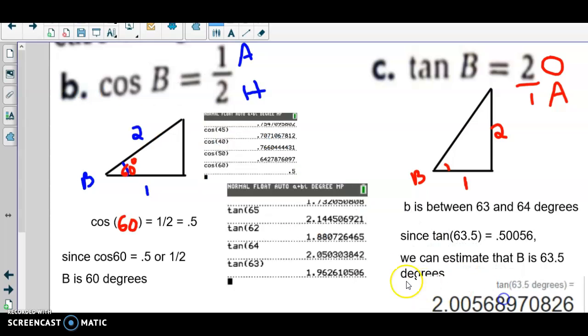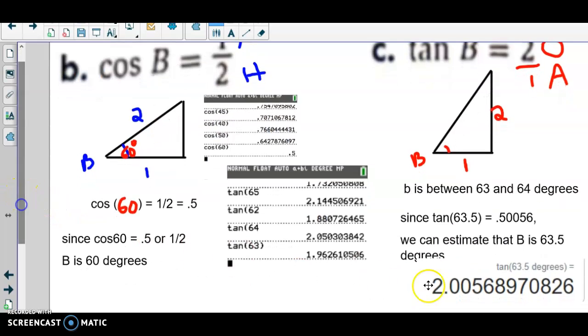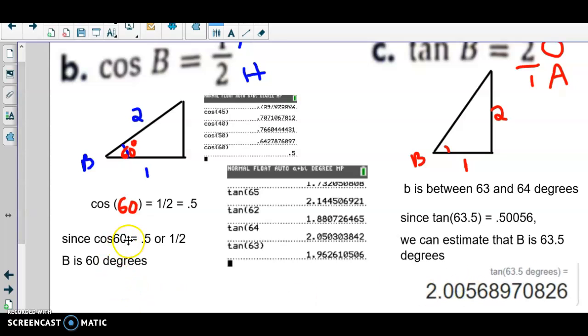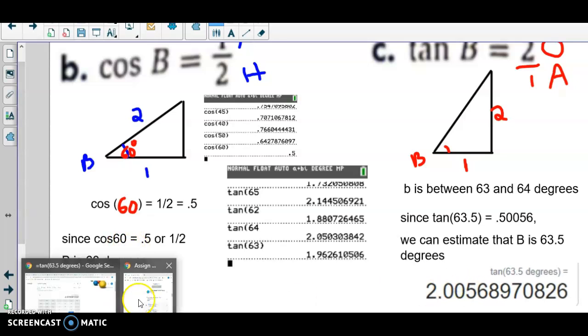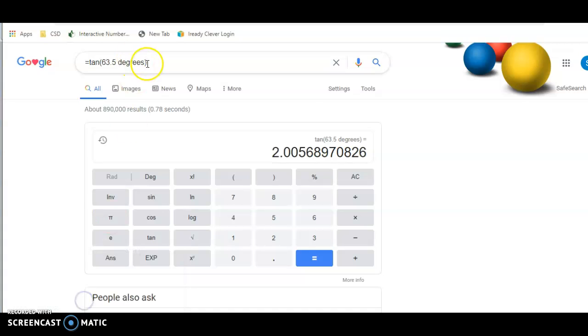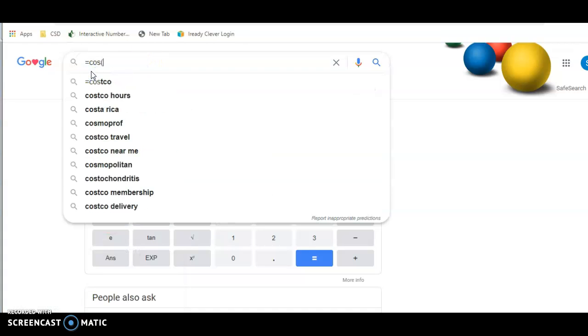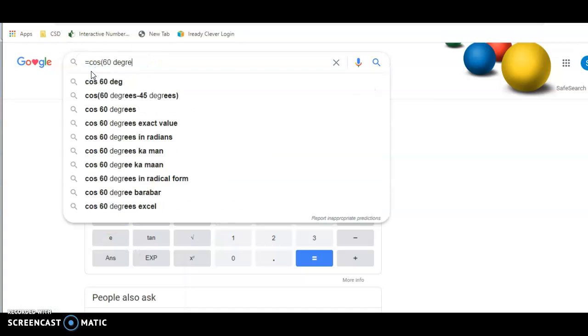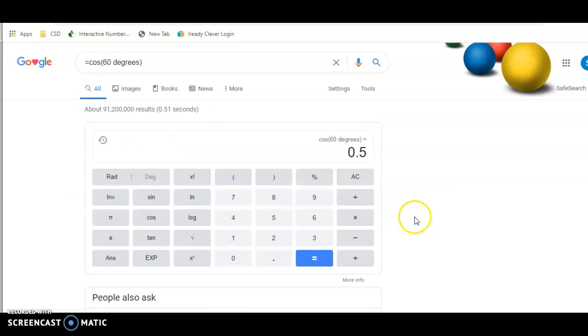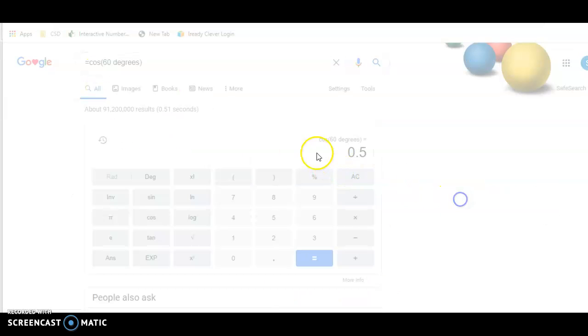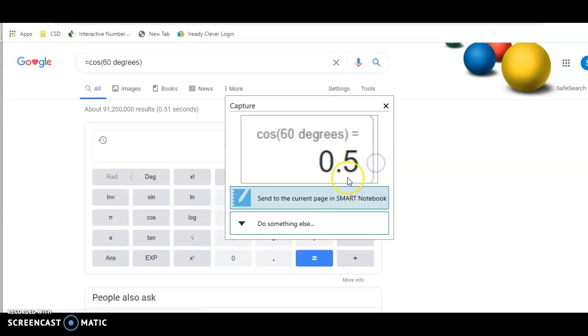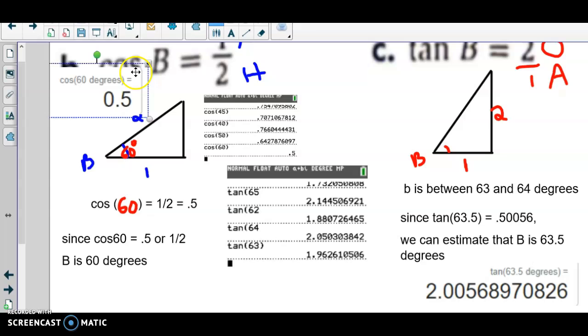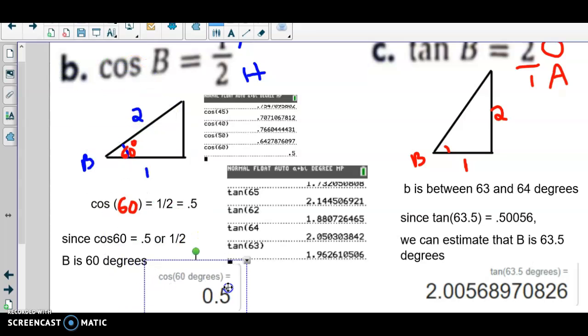So you could do the same thing here with the cosine 60. So you could go back to Google, and we could do cosine of 60 degrees. You have to put degrees in there, or else they're going to think it's a radian, which is something different, which I guess you guys will do next year. Okay, so that's how we could kind of show it that way. And you could just guess and check, just changing those numbers there.